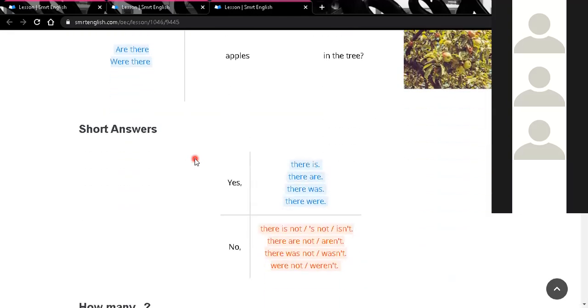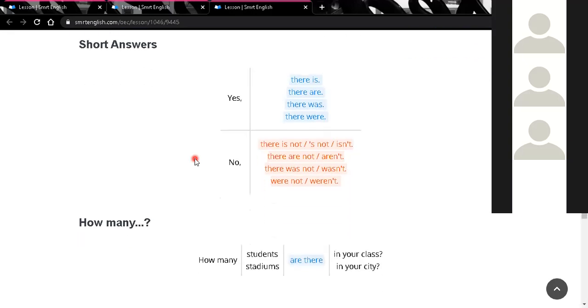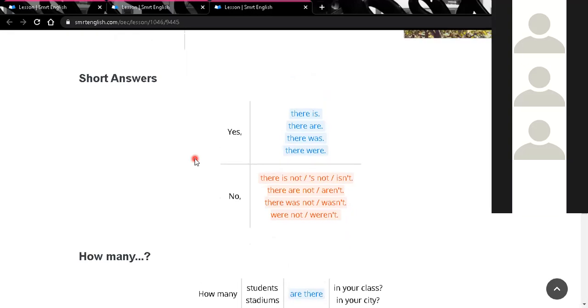And the short answers will be, yes, there is for singular. Yes, there are for plural. Yes, there was for the past and singular. And yes, there were for plural affirmative. And negative is there isn't, there's not, or there is not. There are not, there aren't, there was not, there wasn't, no, there were not, or no, there weren't. These are the short answers.